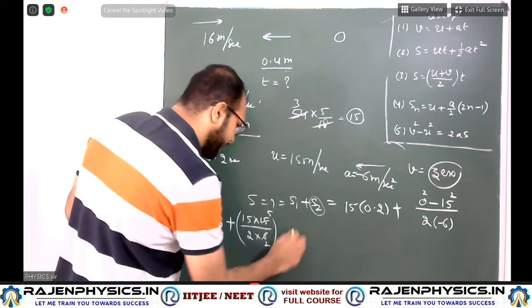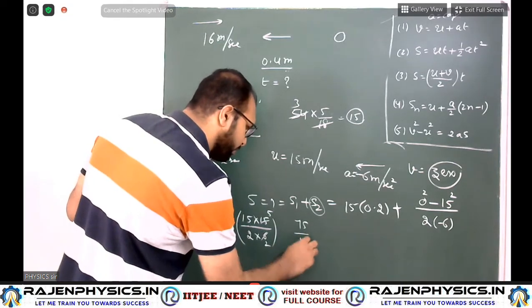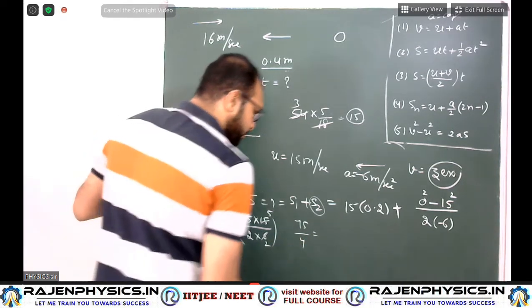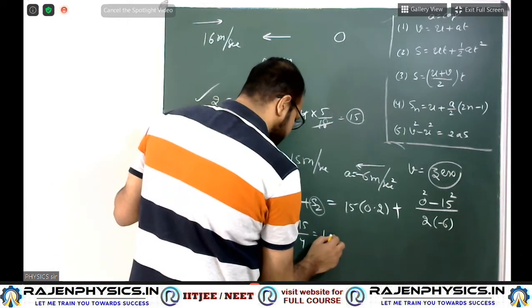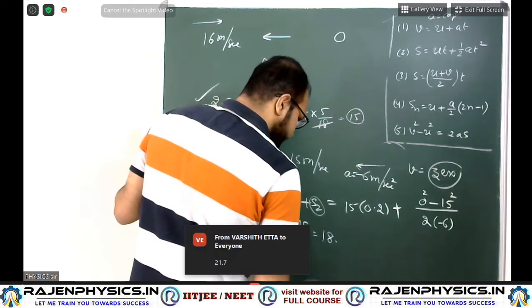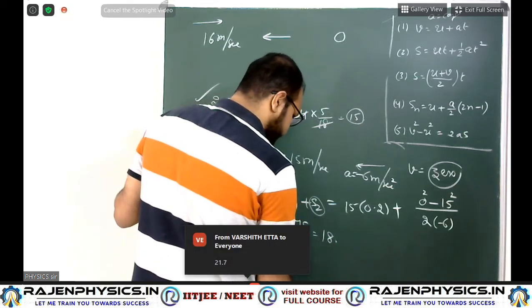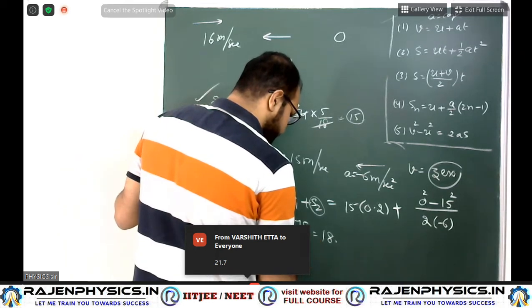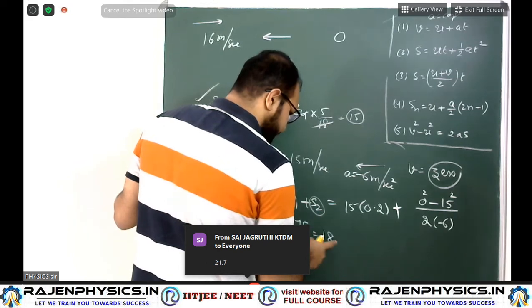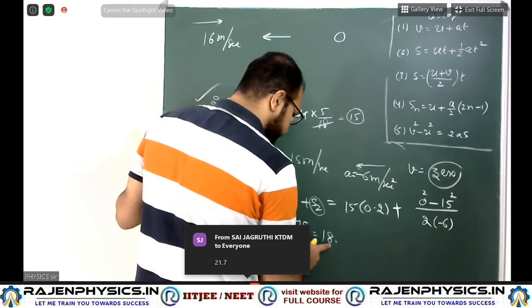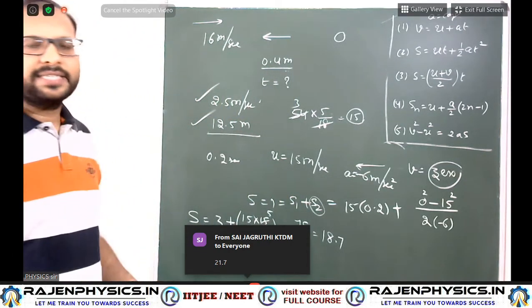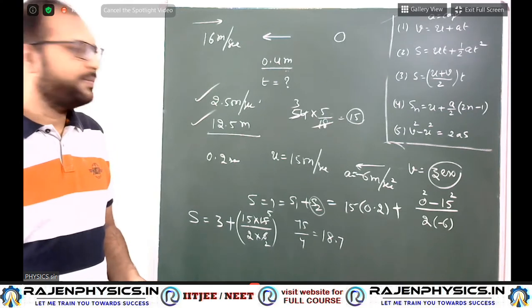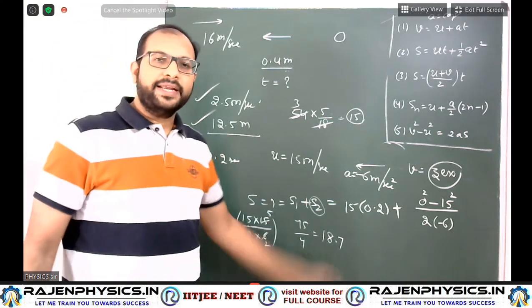15 into 5, that is 75 by 4, plus 3, this is 18 and so on. Students, the answer is correct, now 21.7. This is the method to find it.